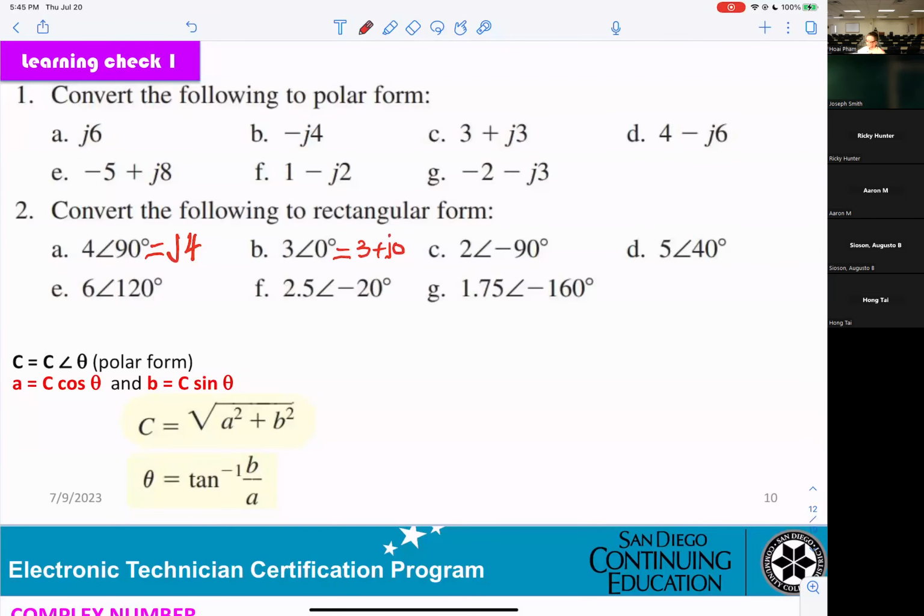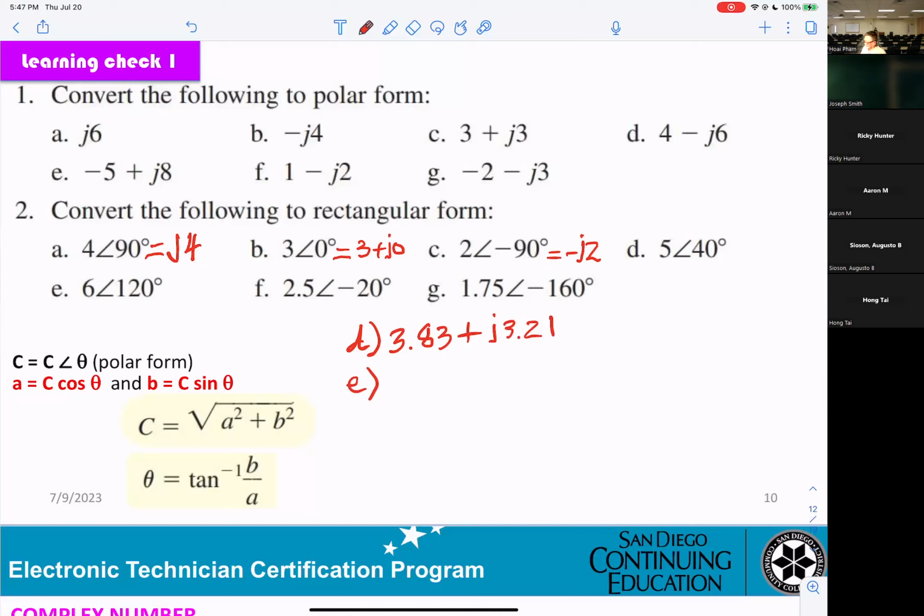So, Mr. Pham, just real quick, so everybody here. On that one, the way to do it was to do the cosine of 40 times 5, and that gives you the first number. And then the next one, do the sine of 40 times 5, and it gives you the second number. Okay, got it.